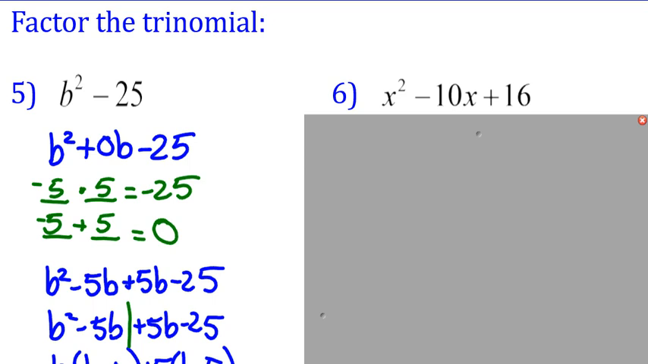For number 6, again, we look to see if it has a greatest common factor. In this case, it's 1, so we go to the second step, thinking what times what gives us 16, and what plus what gives us negative 10.